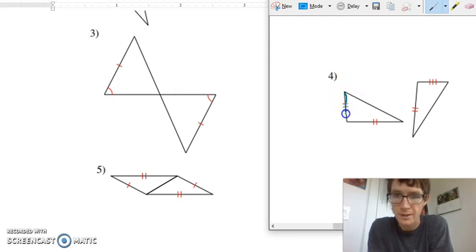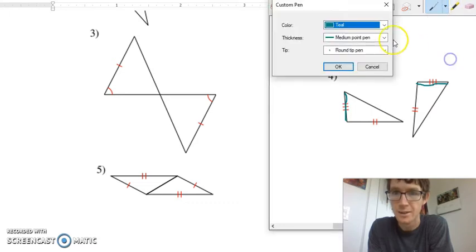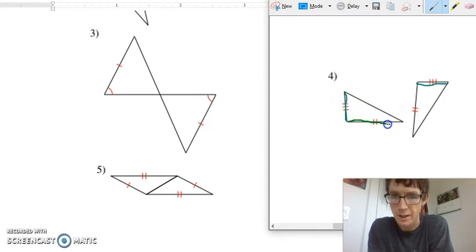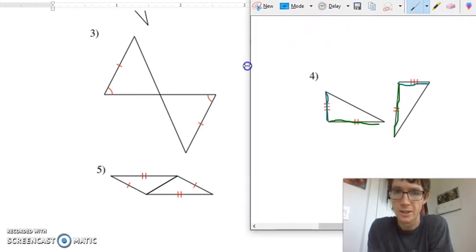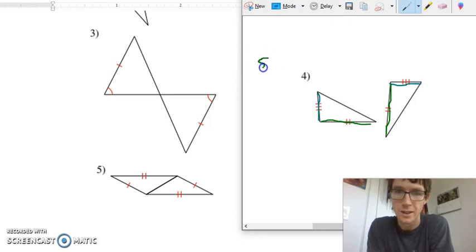But right off the bat, this is a side. This is a side. Then we have this side matches that side, so let's mark that in another color. So this side matches this side. So you already have two options for side. So remember, the options are: side, side, side; side, angle, side; angle, angle, side.